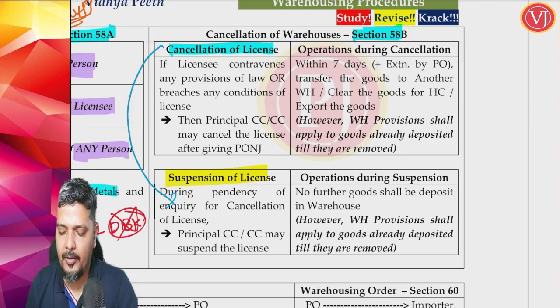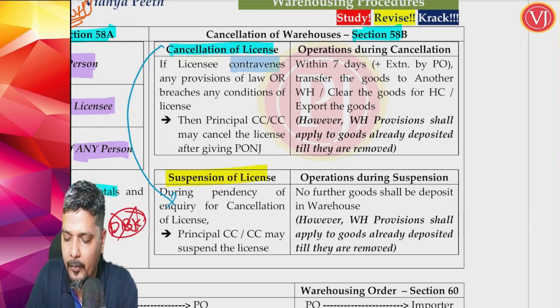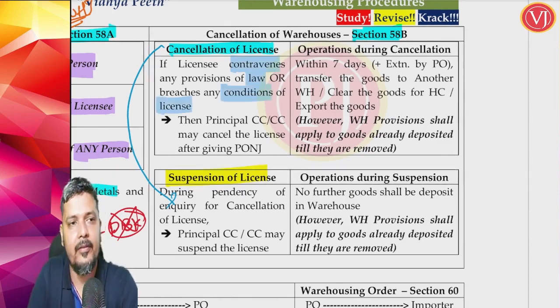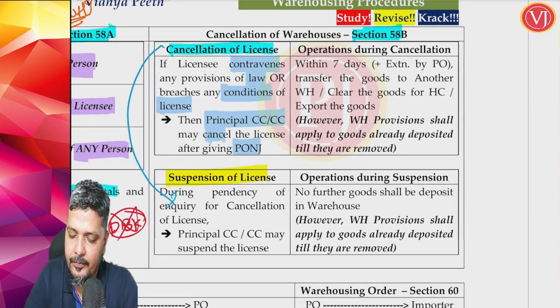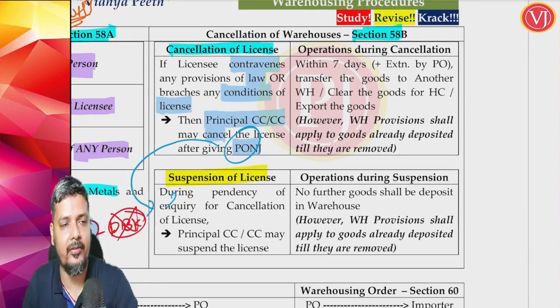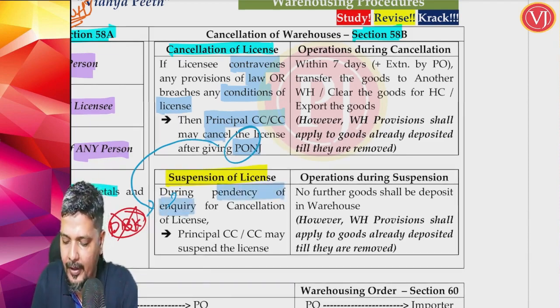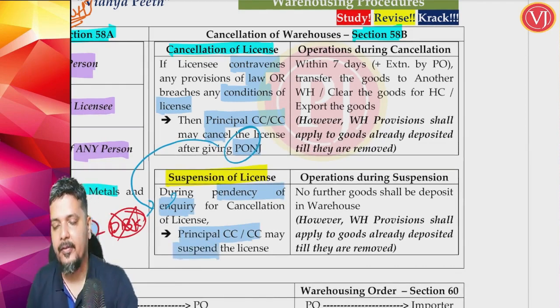Now, why will there be cancellation of license? Cancellation of license will be because of what? If at all the licensee contravenes the provisions of law or conditions of license, then the principal commissioner may cancel the license, but after giving principle of natural justice. Now, during the pendency of inquiry of cancellation, principal commissioner or commissioner may suspend the license.